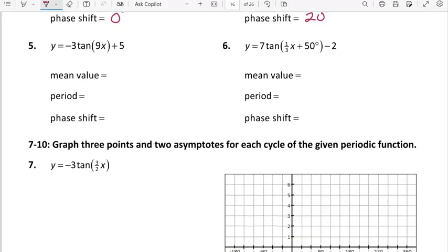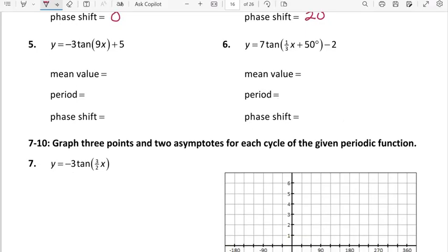All right, number 5. The mean value is the amount added to the tangent function, or the vertical shift. That's 5. The period is 180 divided by the b value, and the b value is 9, so that's going to be 20 degrees. And then our phase shift is the amount that's added to the inside of the tangent function. That's 0 degrees in this case.